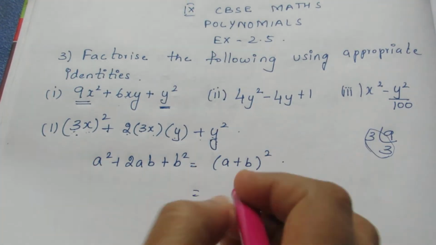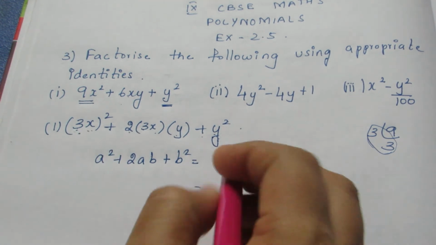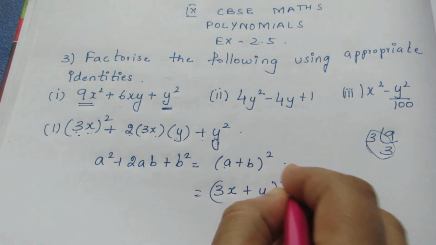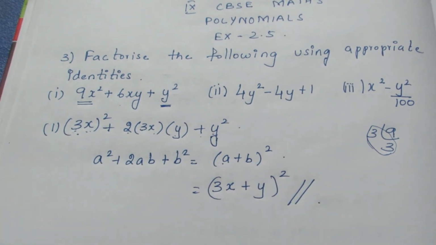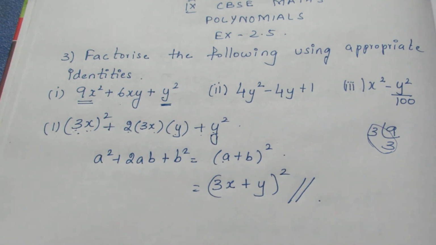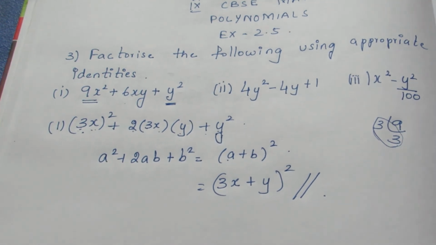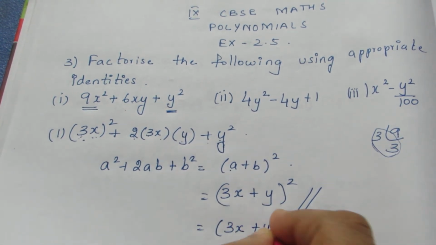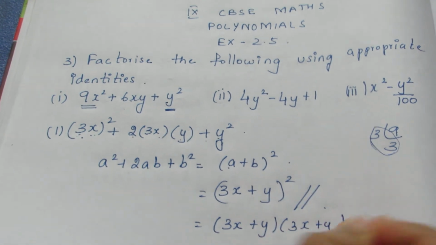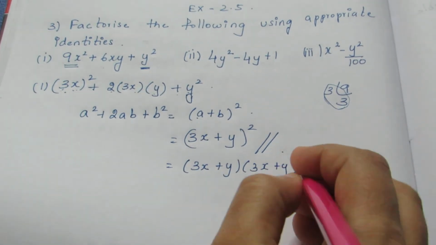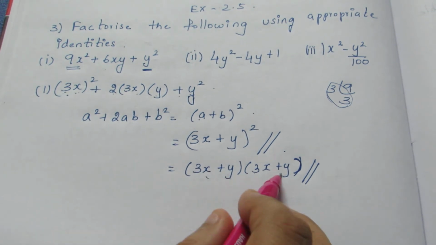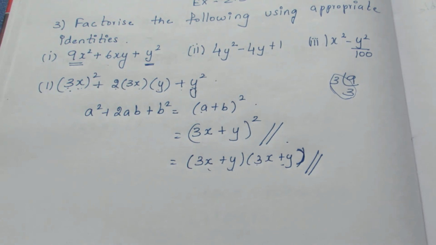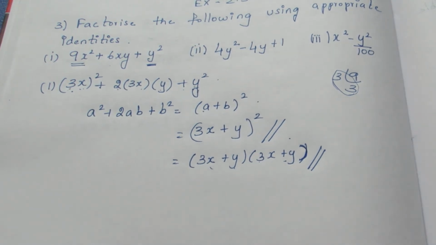So this can be done as, instead of a we have 3x, so 3x plus, instead of b we have y, so 3x plus y the whole square is the final answer for the first sum. We can also write this to be, as they have asked for us to write in factorized form, 3x plus y into 3x plus y. It should be in multiplied form, so I have written this to be 3x plus y because it is square. So it is in the form of 3x plus y into 3x plus y. That's all with the first sum. We'll move on to the next one.